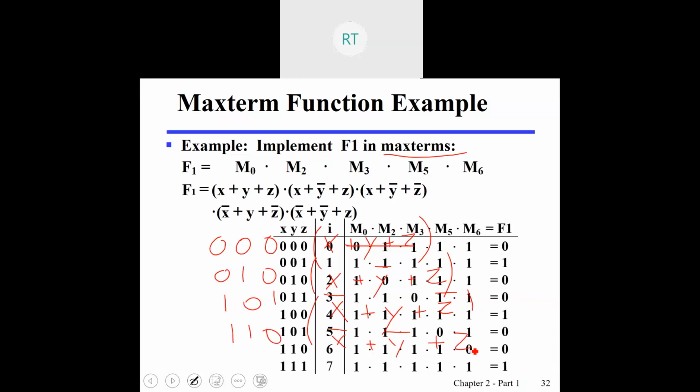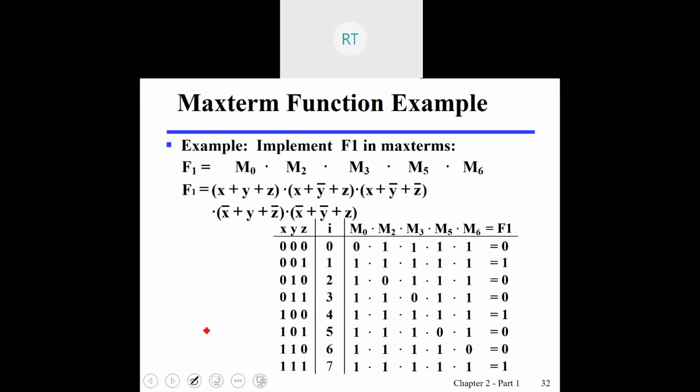So let me erase these. I want you to notice now, in the truth table, I check for my max terms. M0, I fill it with a 0, not with a 1 like min terms. I check where I have the zeros. So this is M0. This is M2. This is M5, and this is M6. I repeat myself, this is where I have the zeros. I also have the 3.